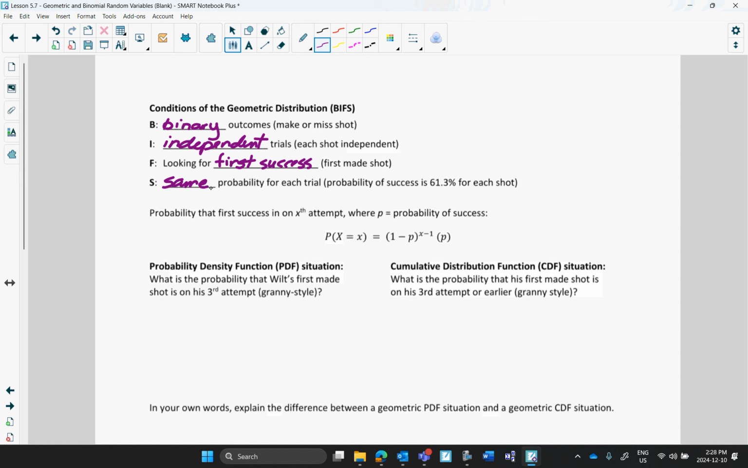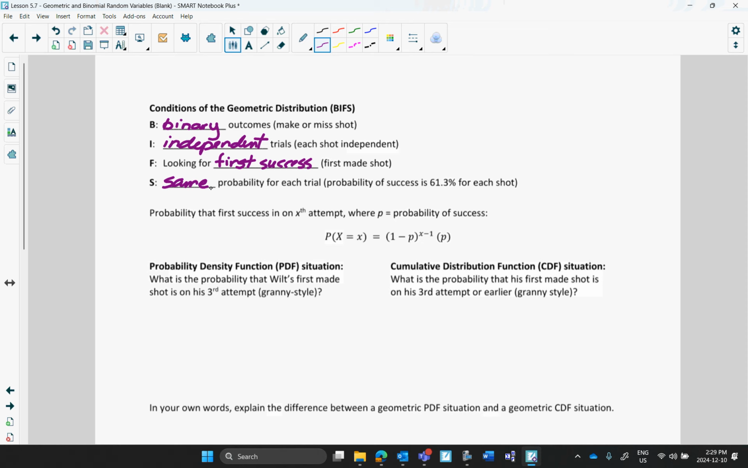Sorry. What about the probability that he misses the third attempt, would that still be a geometric distribution? That would be more of just a probability distribution, because that's not looking for a success. That's looking for a failure.